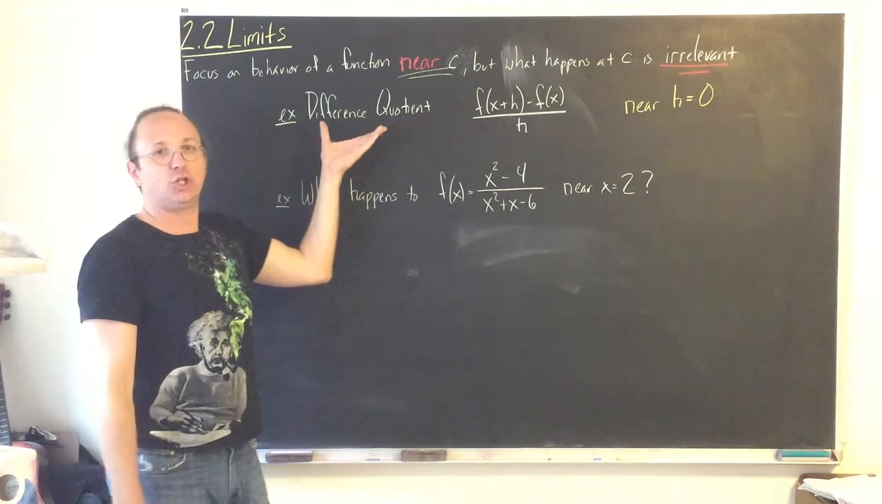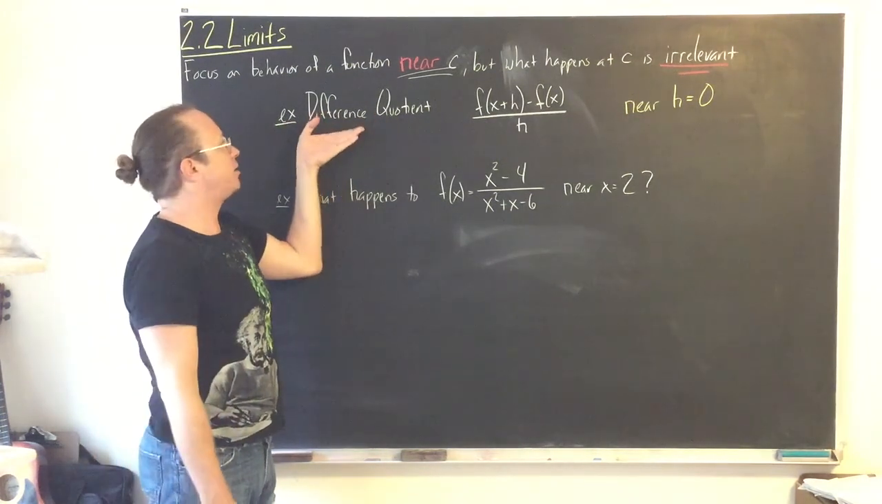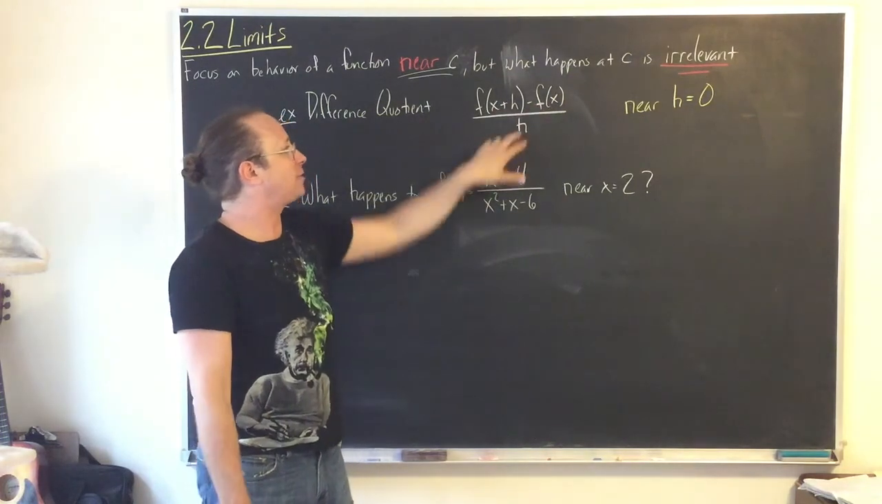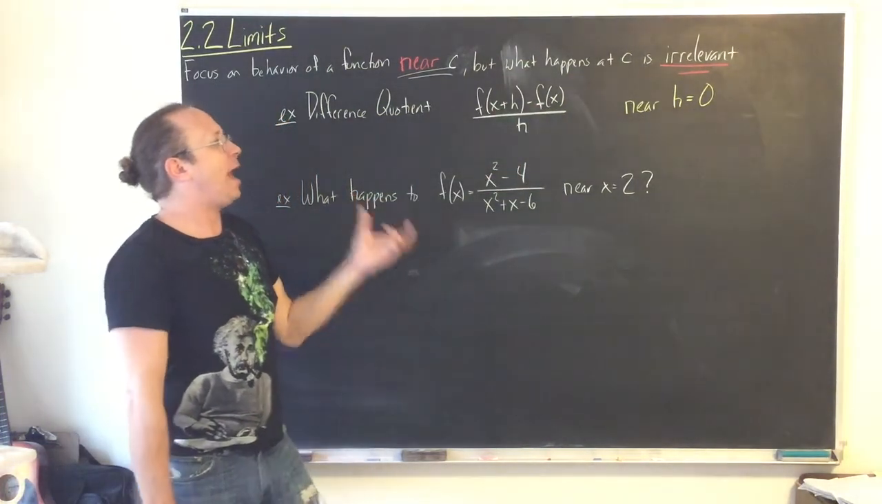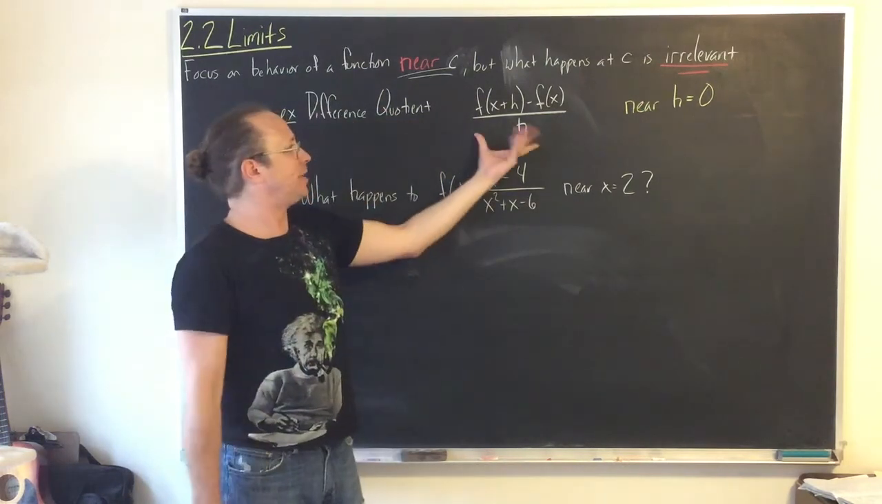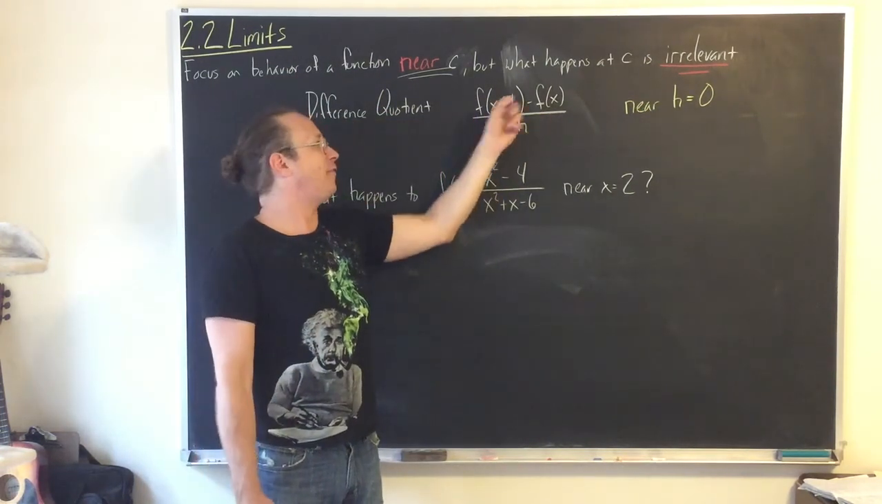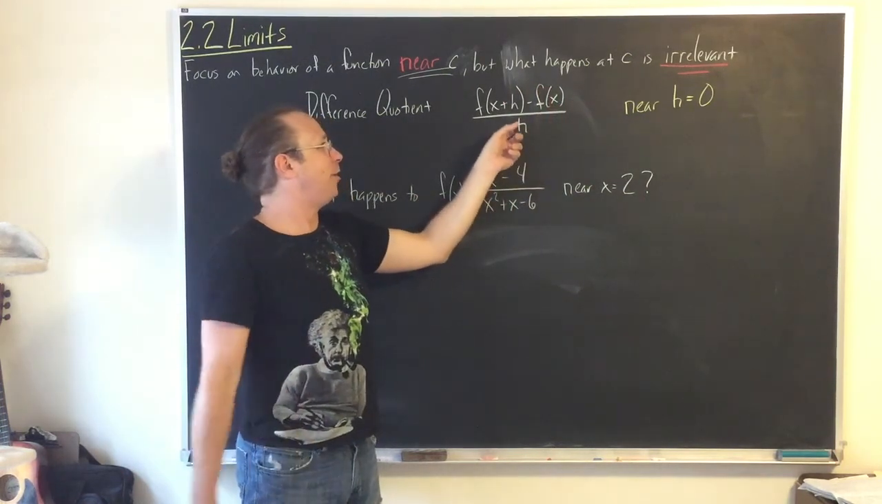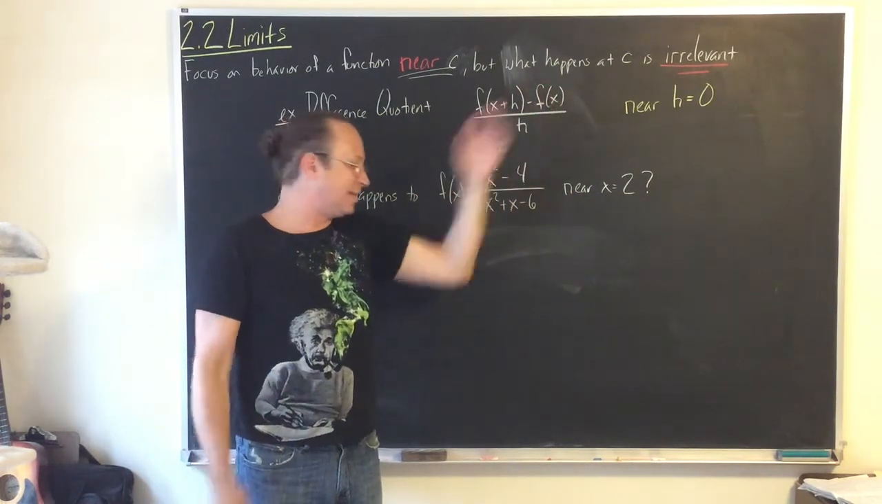This will be especially useful later on when we return our attention to the difference quotient. That was f of x plus h minus f of x over h. And we wanted to know what happens near h equals 0. Because, of course, if you try to plug 0 into here, you get f of x minus f of x, which is automatically 0, divided by 0. And 0 over 0 is nonsense.